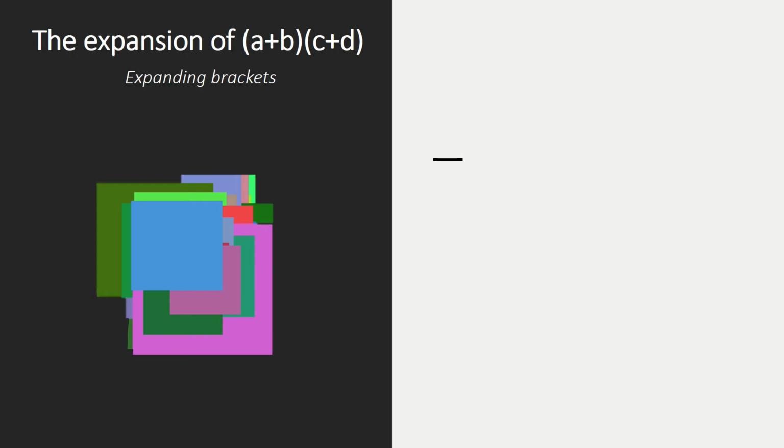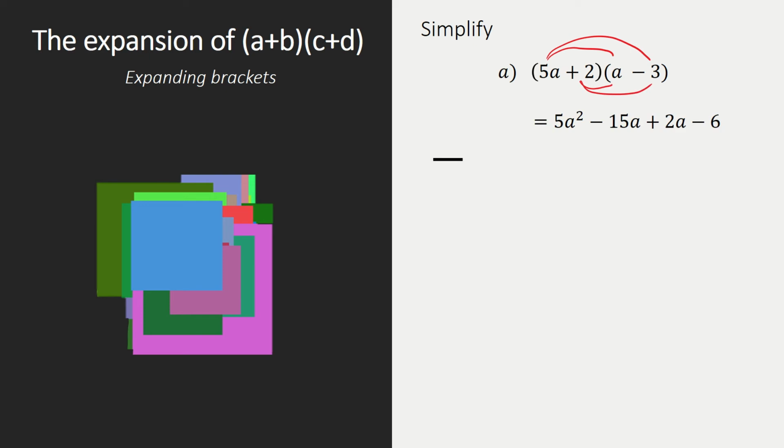An example of the expansion of (a + b)(c + d) is as follows. So we have (5a + 2)(a - 3). When we use the FOIL method or the banana method, we do 5a times a, 5a times minus 3, 2 times a, and 2 times minus 3. What we get is 5a squared minus 15a plus 2a minus 6.